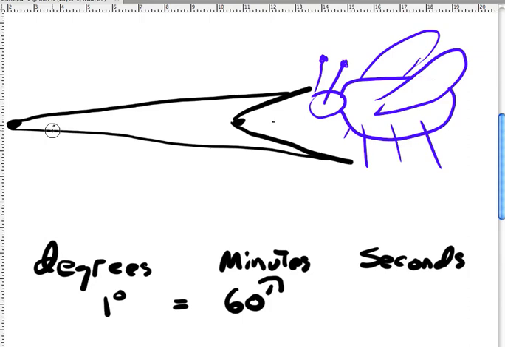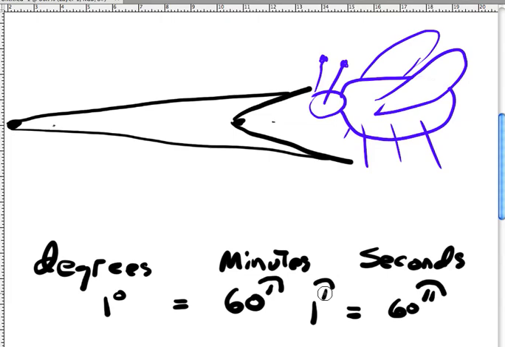Then if we want to look at what a constituent of a minute of arc is, we'd write that as a second of arc. 60 seconds of arc, again a second sign with a little bitty arc above it, is equal to 1 minute of arc. So if we look at that fly from a distance of a mile, go a mile away, look at the size of the fly, he would fill an angle of 1 arc second, 1 second of arc.